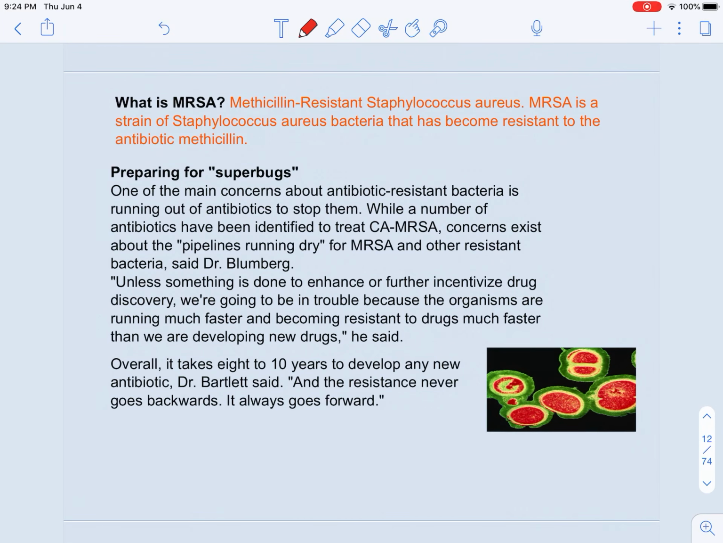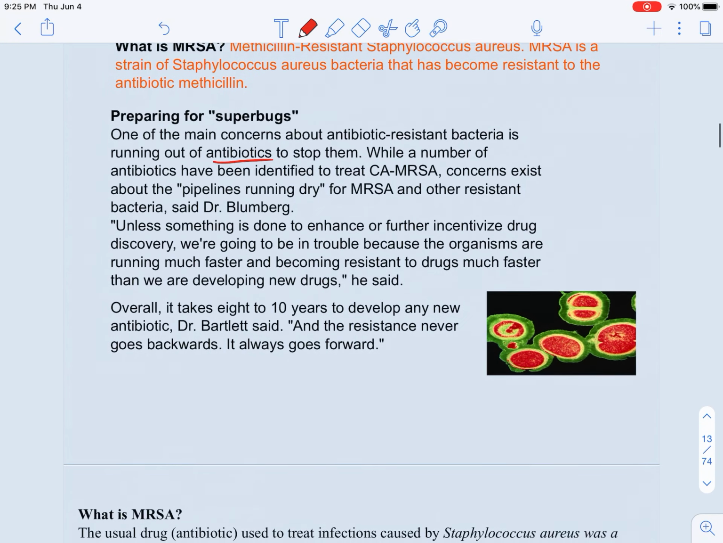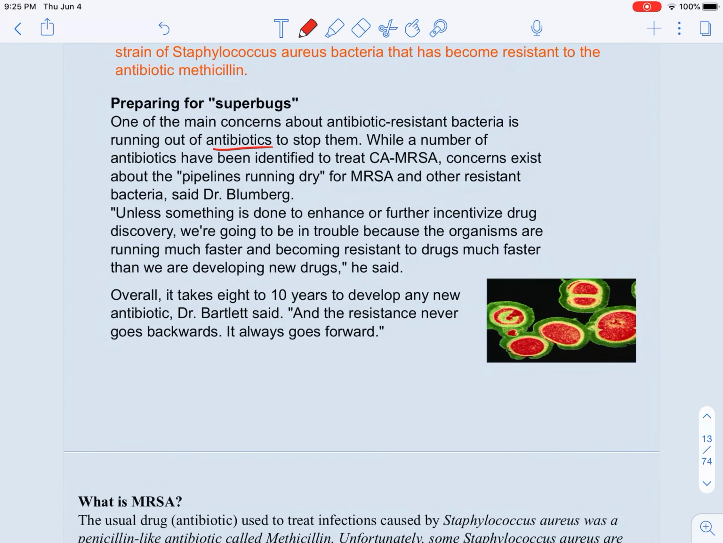The MRSA, methicillin-resistant staphylococcus, is a bacteria that had a lot of press because it was basically called the superbug, and it was antibiotic resistant. And so there's a lot of research being done on how to find an antibiotic to treat the MRSA. Lots of videos and documentaries on this that you can check out.